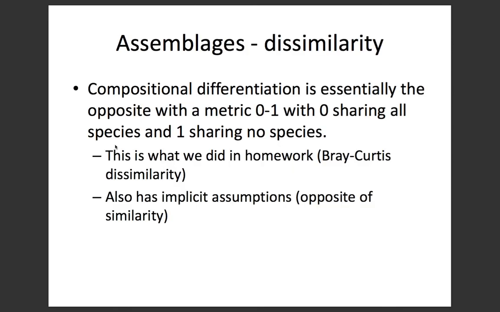So we often talk in terms of dissimilarity, and compositional difference is essentially the opposite, with a metric of 0 sharing all of the species, so being 0% dissimilar, and 1 sharing no species. So this is the metric. We use this dissimilarity index, the Bray-Curtis dissimilarity index, in our homework 3 on treatment effects.